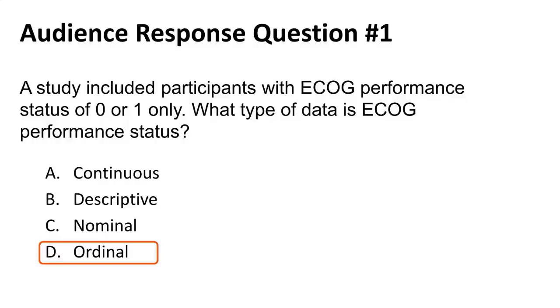Continuous, you may have been tricked into thinking that was the correct answer, but for ECOG performance status, there isn't a grouping in between the numbers on that scale. So that's why ordinal is the correct answer.